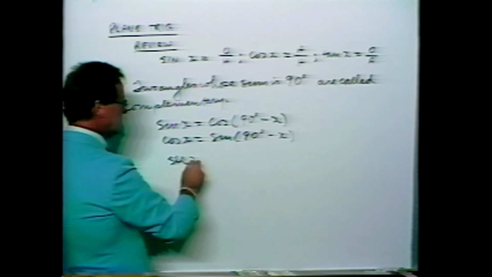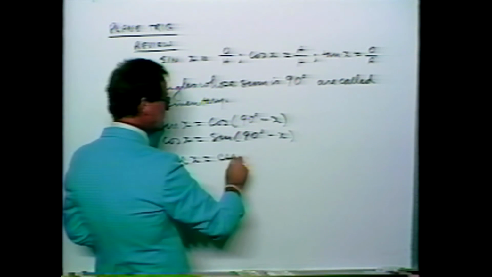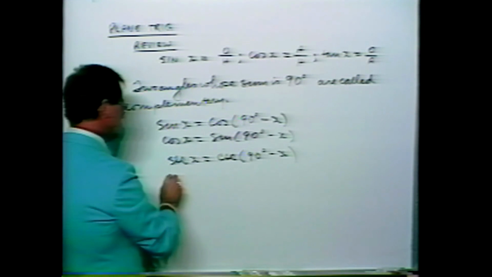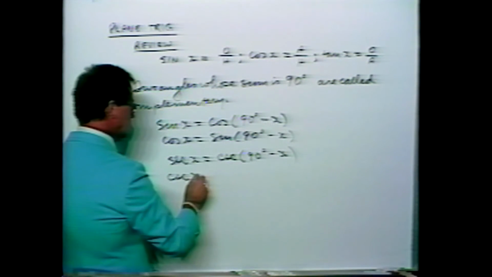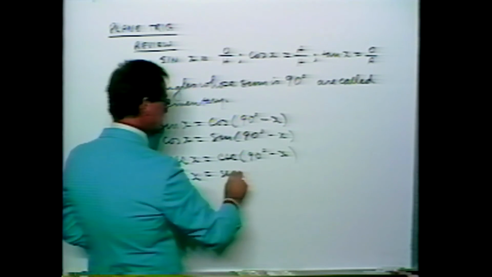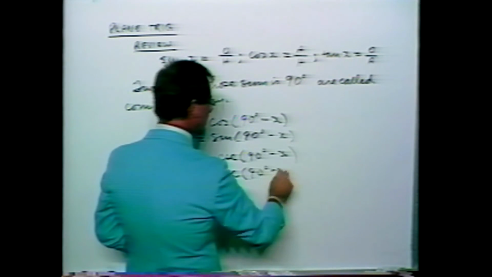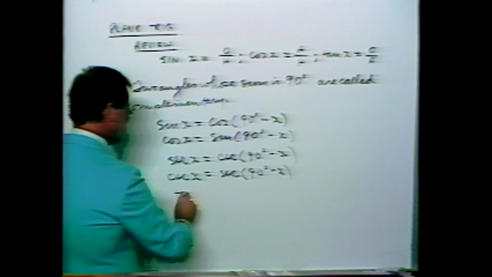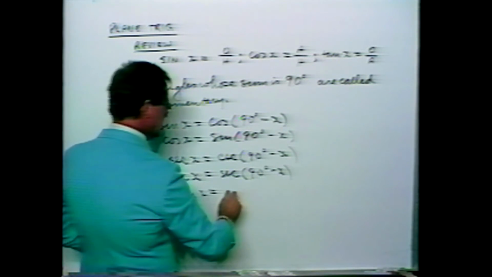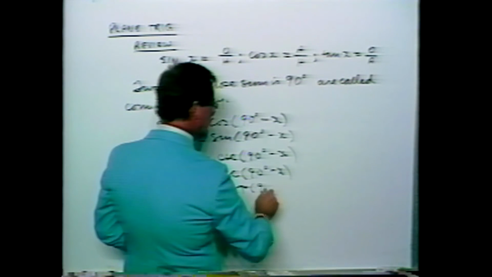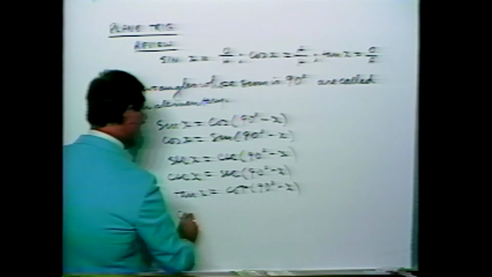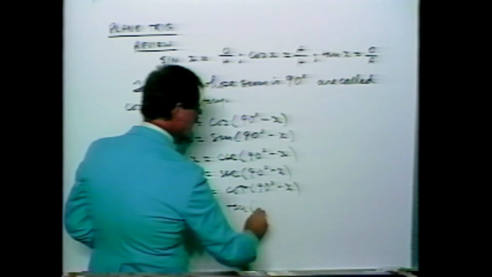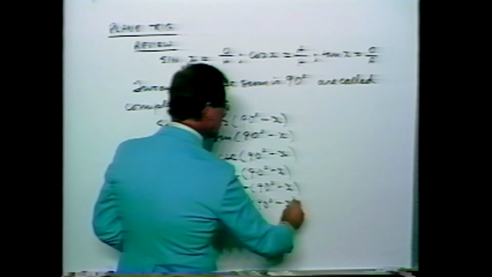Similarly, the sec of x is equal to the cosec of 90 degrees minus x, or in other words, the cosec of x is equal to the sec of 90 degrees minus x. And finally, the tangent of x is equal to the cotangent of 90 degrees minus x. The cotangent of x is equal to the tangent of 90 degrees minus x again.